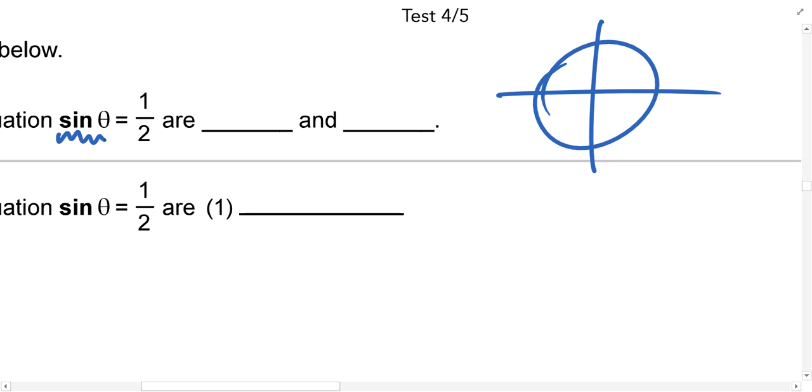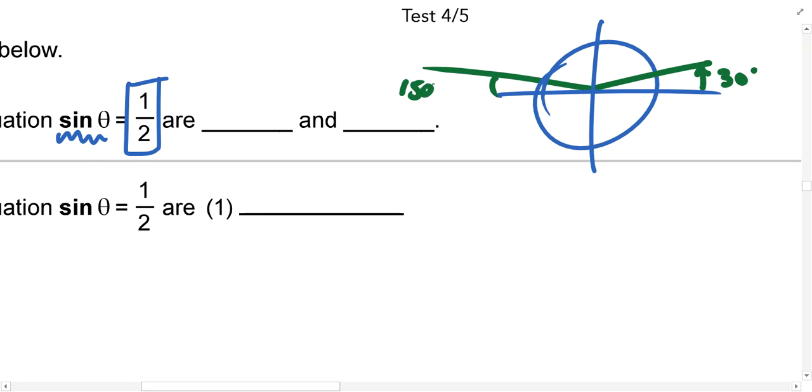Now, the sine function, of course, is asking about y values inside of the unit circle, and we're asking where do the y values equal 1/2? Well, that happens at this position and this position, the first and the last angled position before horizontal. So this angle correlates to the 30-degree mark, this one 150 degrees.